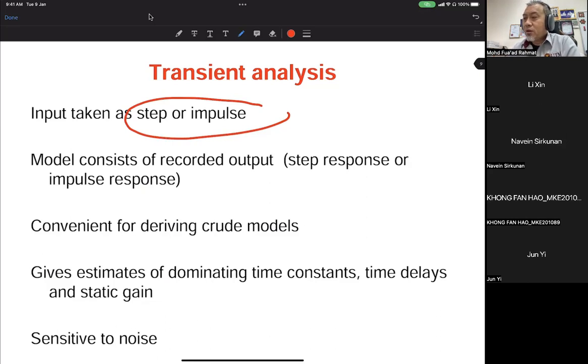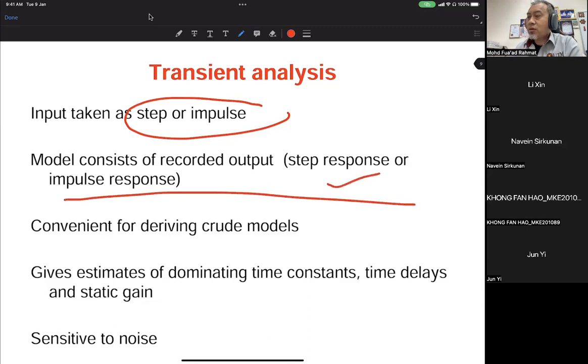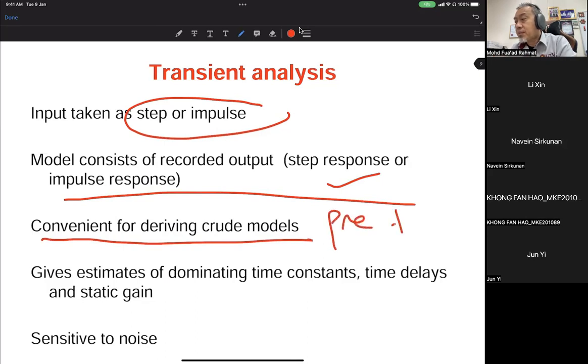So the model consists of a recorded output, which can be captured as a graph or the data, via USB or straight to the hard disk. This kind of approach is suitable for deriving crude models, what they call pre-testing, just to know the behavior: is it first order, second order, third order, or higher order.